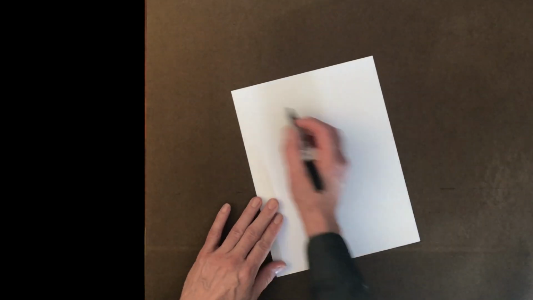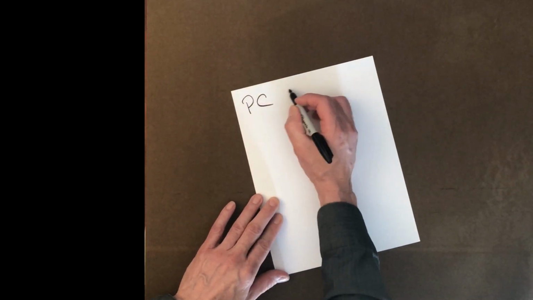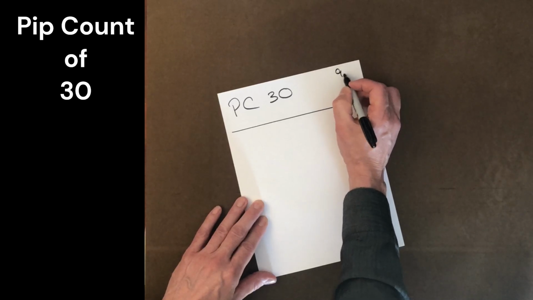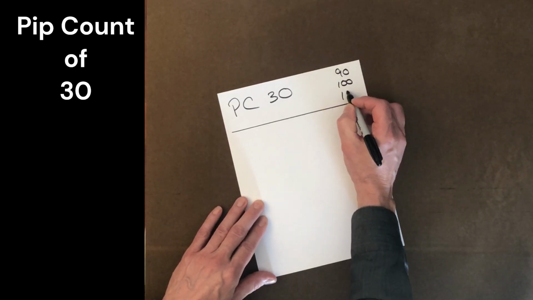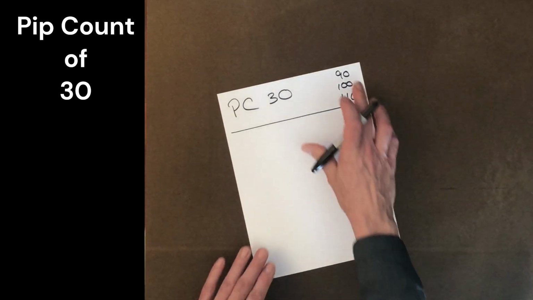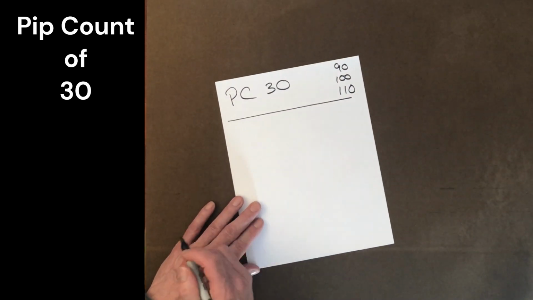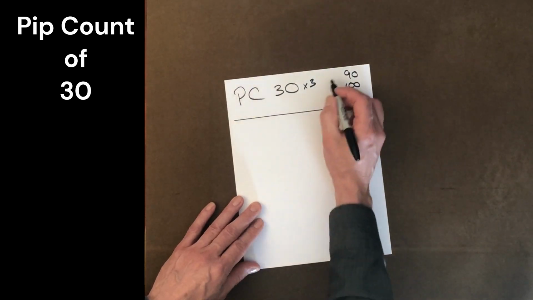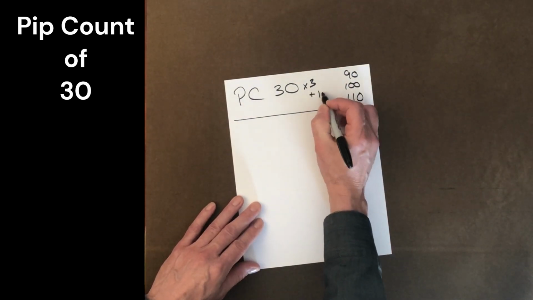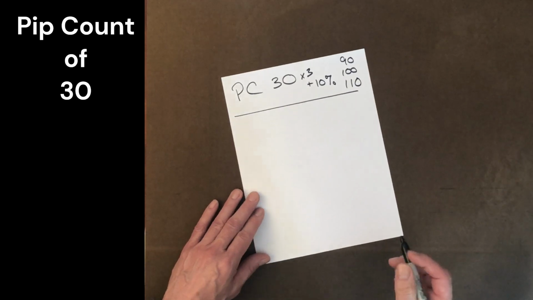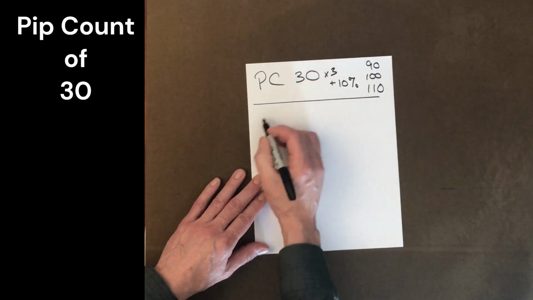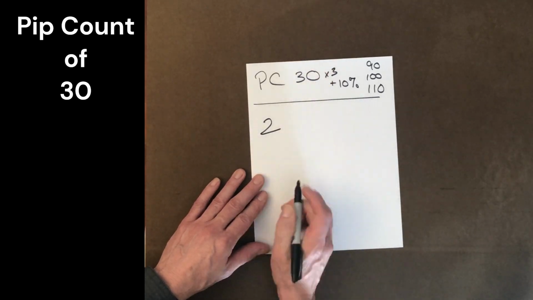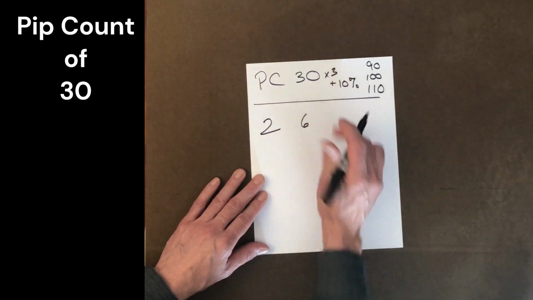Next one we're going to look at. We have a pip count of 30. Our targets are 90, 100, 110. 100 is great. 90 and 110 work for us. 90 works. Times 3, we're going to have to add 10%. So we have a pip lead of 2. We're going to multiply that by 3, and we're going to add 10%.